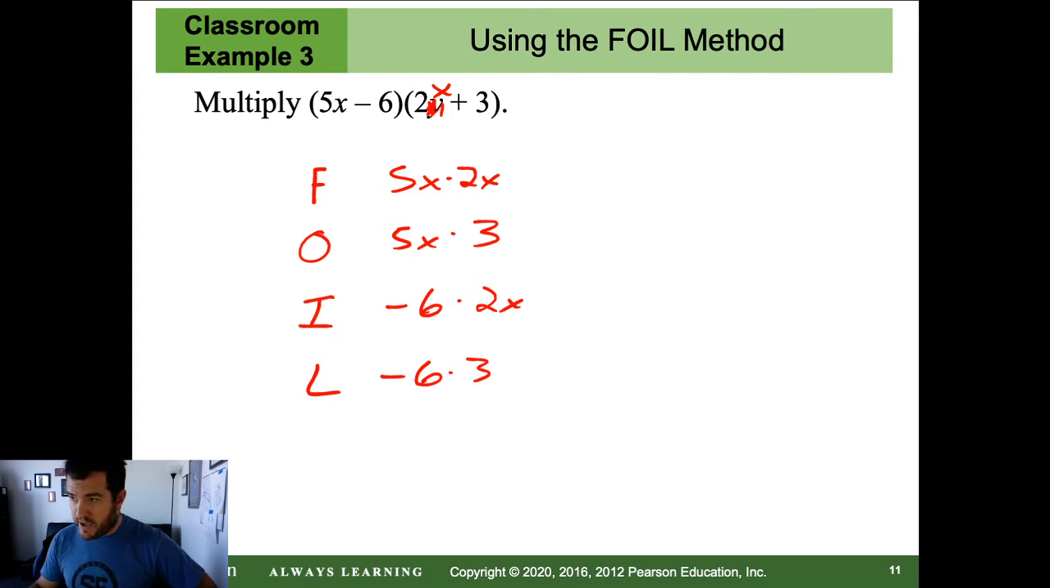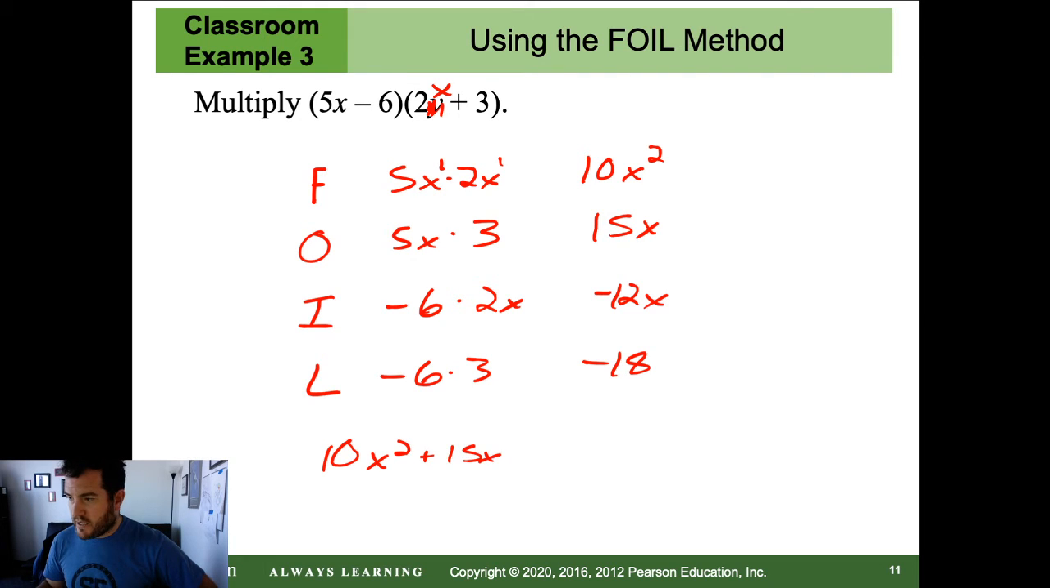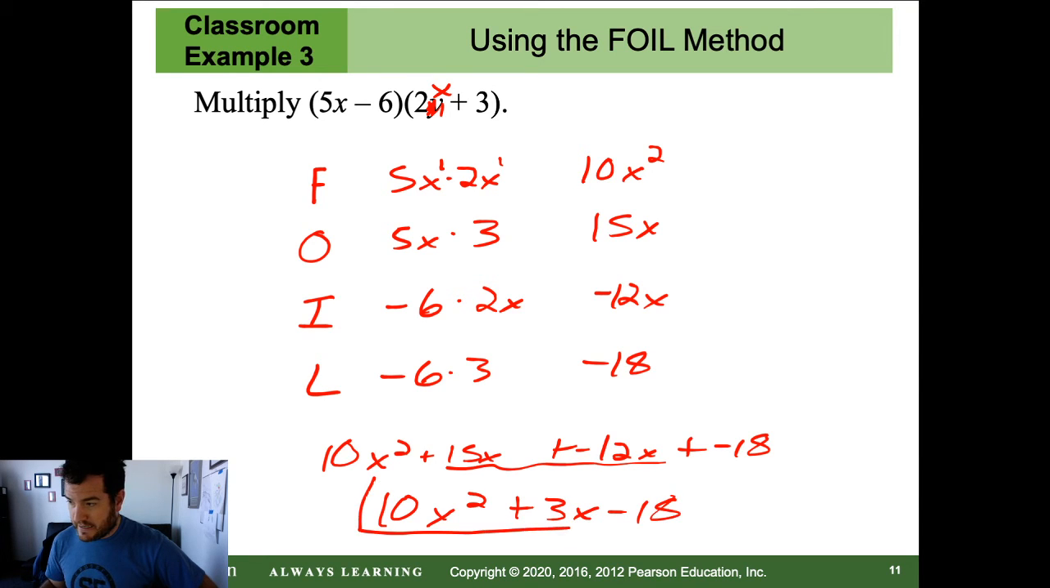Okay, simplifying, 5x times 2x, remember these both have an exponent of 1, so this gives me a 10x squared. 5x times 3 is a 15x. Negative 6 times 2x gives me negative 12x. And negative 6 times 3 gives me negative 18. So then when I add them up, 10x squared plus 15x plus negative 12x plus negative 18, I combine these two in the middle. So I end up with 10x squared plus 3x minus 18. So that should be my answer.